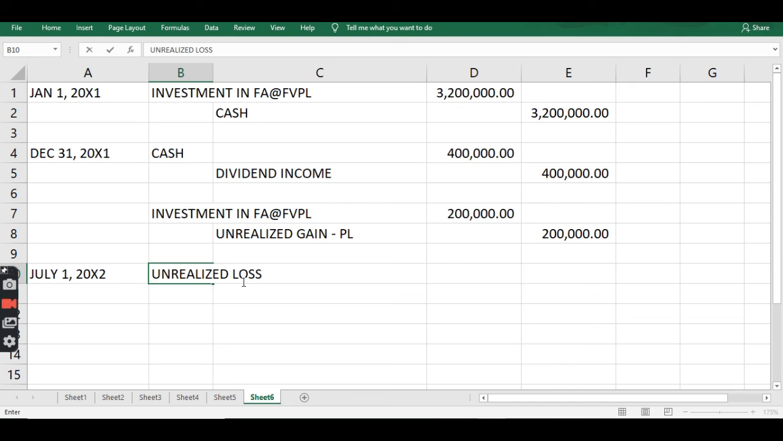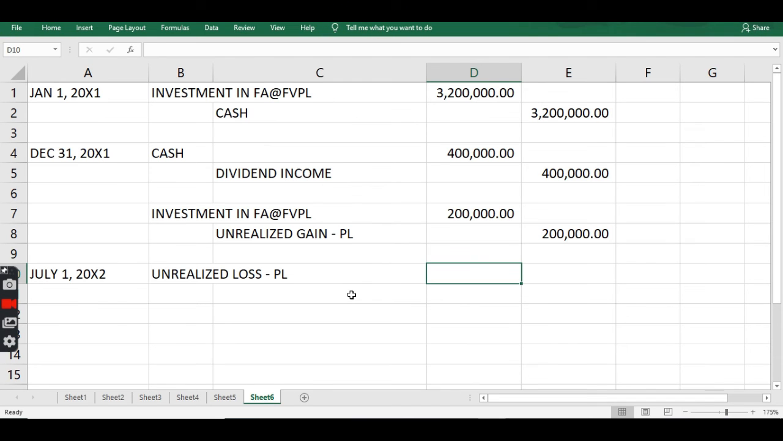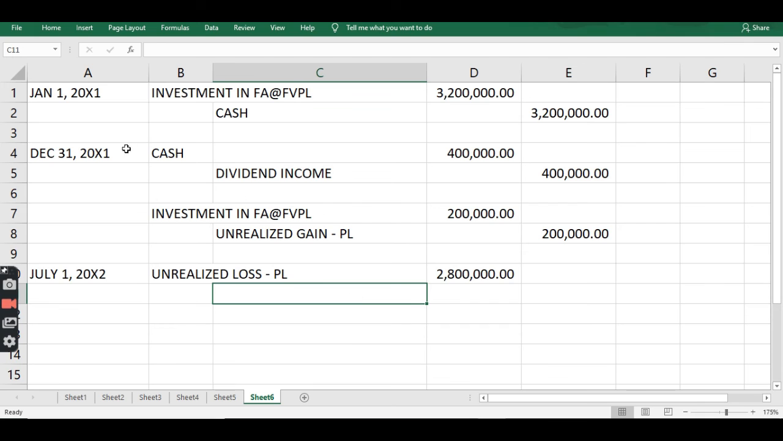Unrealized loss na papasok sa P&L. Bakit unrealized loss? Kasi sinabi, yung value na lang daw nung shares during that time is 280 per share. Okay? So kung 280 per share yon, multiply natin dun sa 10,000 na hawak natin, ito na lang yung value niyan. Di ba? Yung investment in FVPL natin 3,200,000 yon.